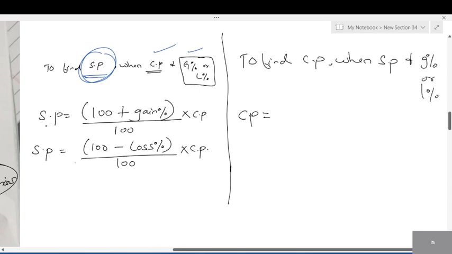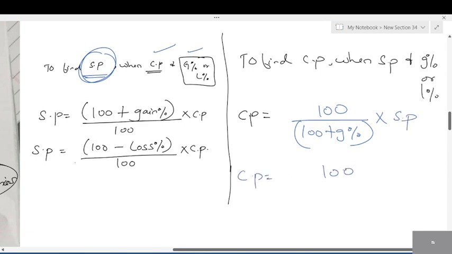Okay. The first 10 minutes were important. What next? For cost price, it is just the opposite, students. If you want to find the cost price, 100 divided by 100 plus gain percent into selling price. Look at the difference. Next, when loss is given, 100 divided by 100 minus loss percent into selling price.